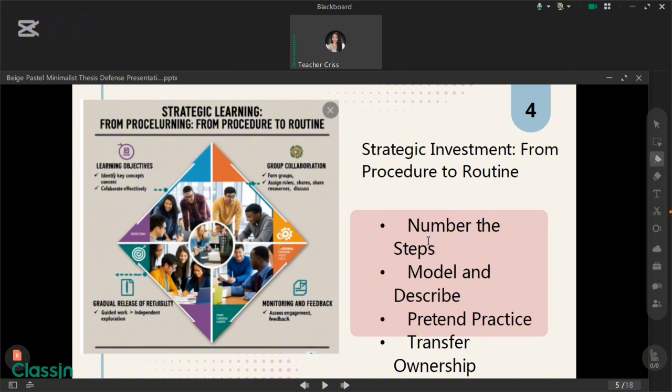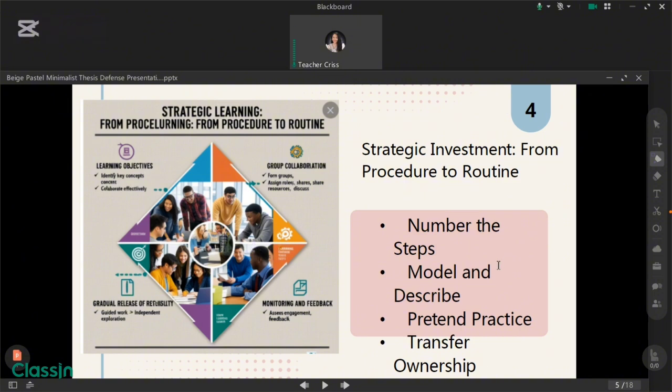Next one is model and describe. Sometimes simply telling students how to do something may not be enough, so the teacher must also model the procedure and describe it. If your students are young, they need to see demonstrations, even high school students. To avoid confusion, they must see it from us. You do it like this, like that, and like that. You would be an actor on this part.